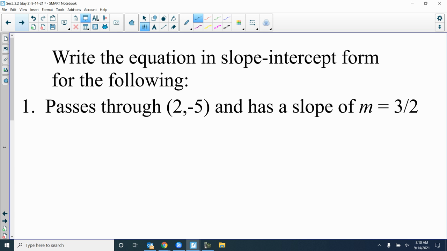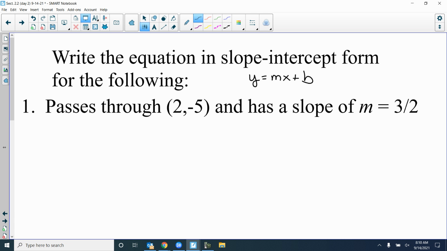Slope-intercept form. That is y = mx + b. It says, write the equation in slope-intercept form for the following: a line that passes through (2, -5) and has a slope of m = 3/2.